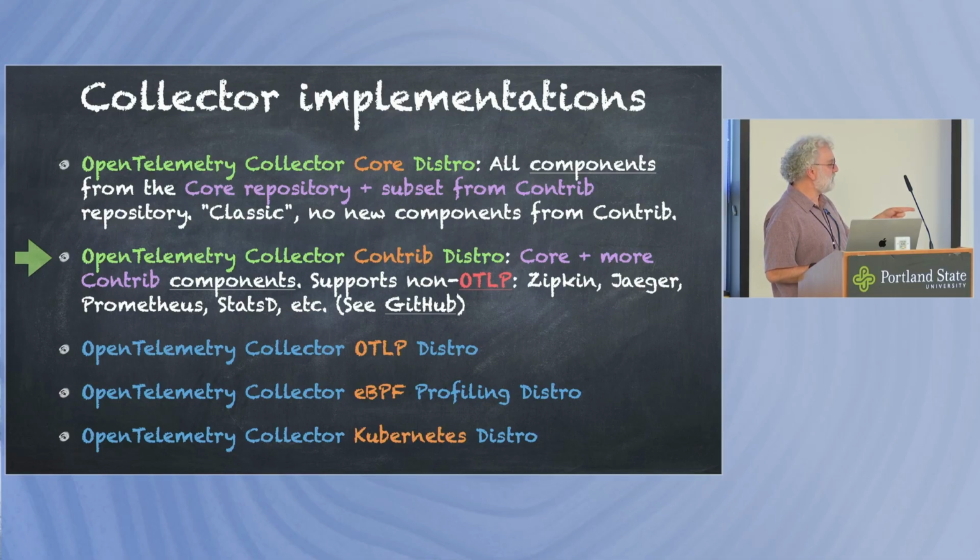The eBPF is something I don't even know about. Apparently it's something in the Linux kernel for monitoring within the Linux kernel. And of course, there's Kubernetes, very popular now. So these are the same collector, but just different configurations.